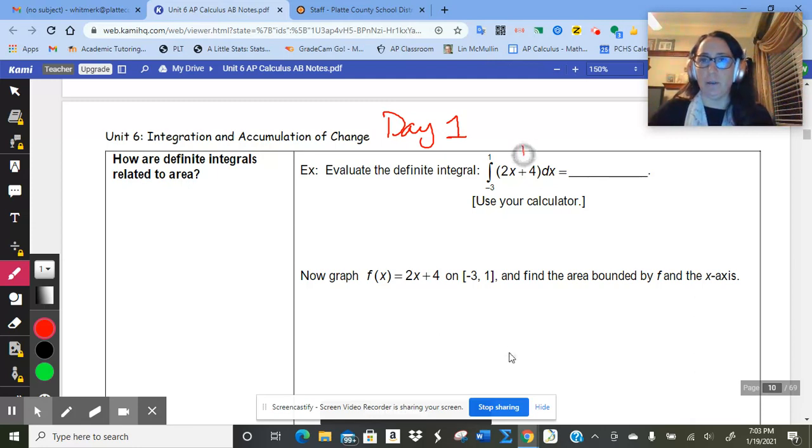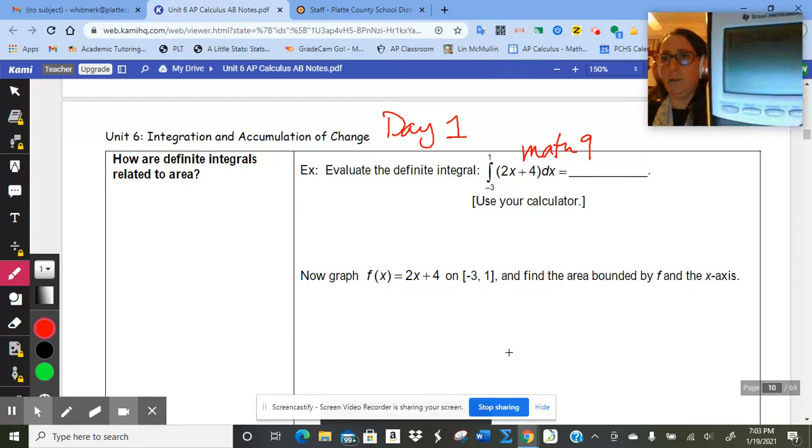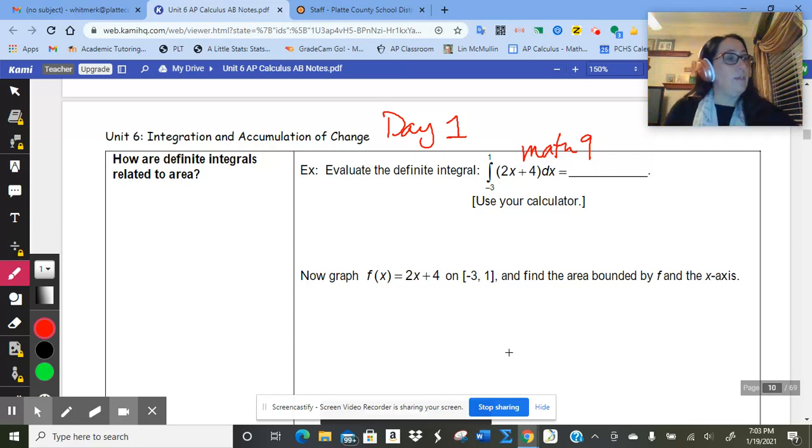So I want you guys in your calculators. I want you to go to Math 9. Okay, so in our calculators, we're going to go to Math 9, and I want you to put this in. We're going to go -3 to 1 of 2x plus 4, and then dx. So it should look like that. Okay, and then go ahead and hit enter. That will give you the exact area. So in our calculator, we can see that this exact area is 8.